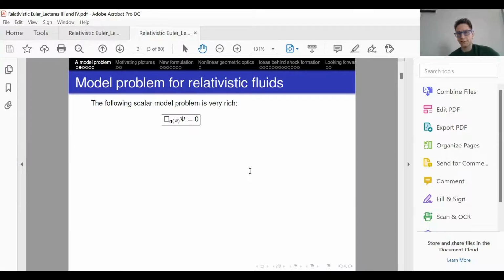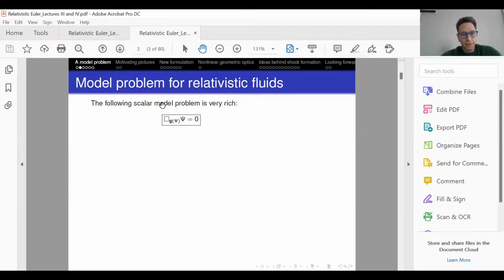If you want to understand singularities, shock waves, issues tied to maximal development for relativistic Euler, and you want to get away from symmetry, and you believe me that it's a good idea to think about wave problems, then you can already look at simple model problems. Well, it turns out they're not that simple. They're actually very, very, very rich.